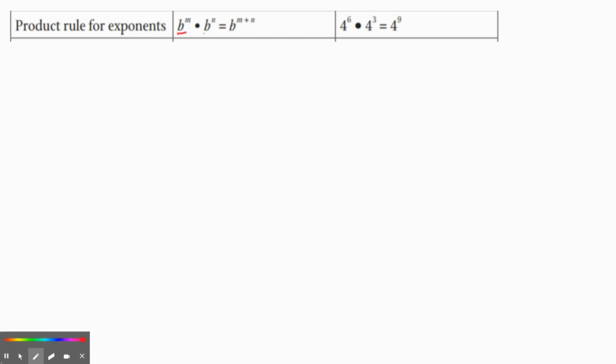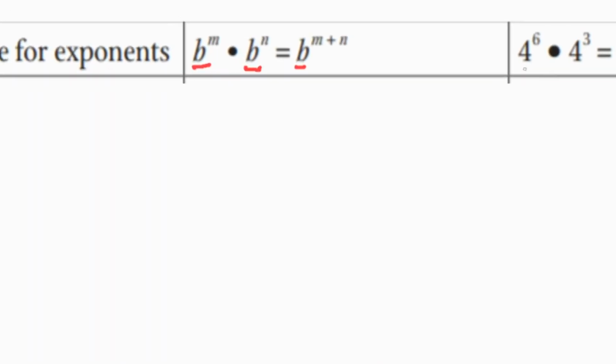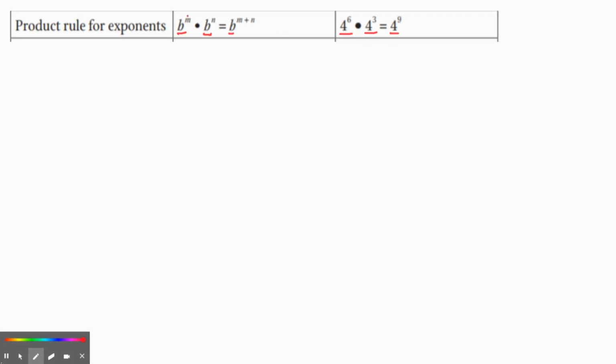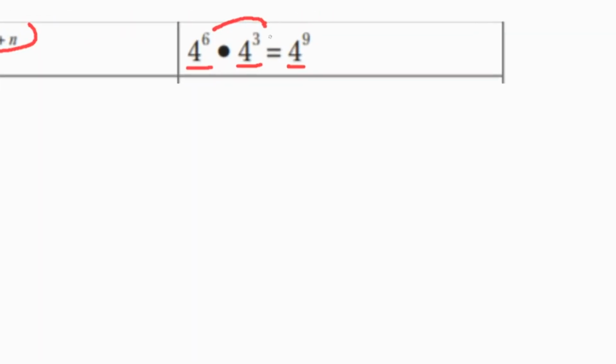They must have the same base. So in this particular example, the base is 4. And when you have the same base, you can just go ahead and add those exponents. All you have to do is add the 6 and the 3.